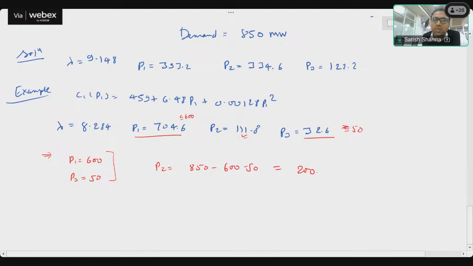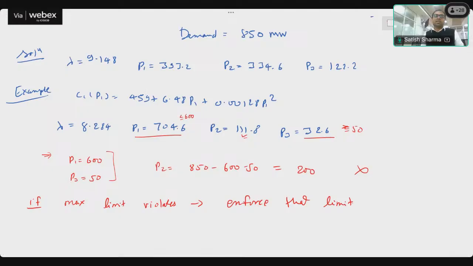So is this solution right? Again, I would say no, because whenever a maximum limit is violated, we should enforce that limit. So if the maximum limit is violated, we should keep the generator at that particular value.